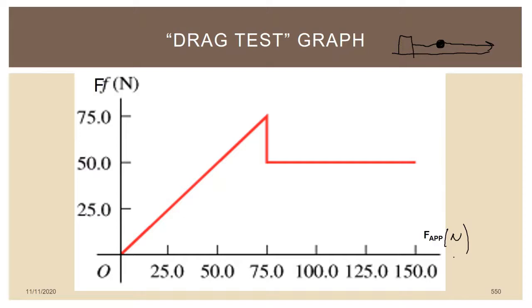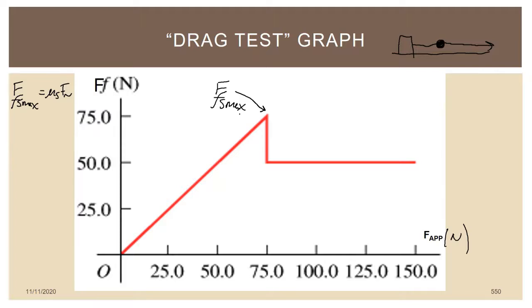Okay, so the first thing that we should say here is that let's say you did a calculation using the equation F_s max, the static friction force maximum, is equal to the coefficient times the normal force, and you got 75 newtons. That's what this number is showing. This part of the graph is showing the static friction force maximum is 75 newtons.